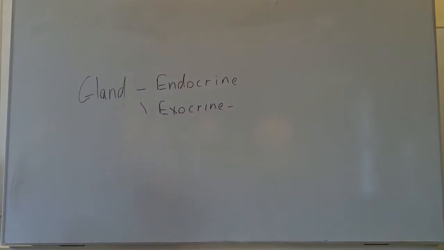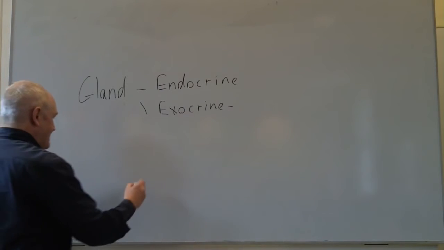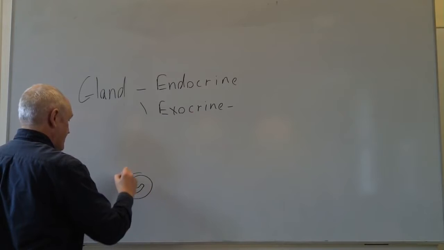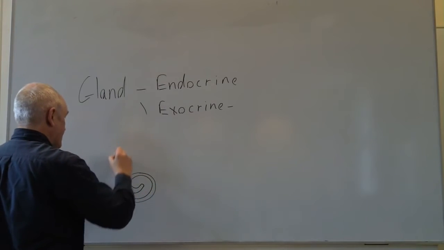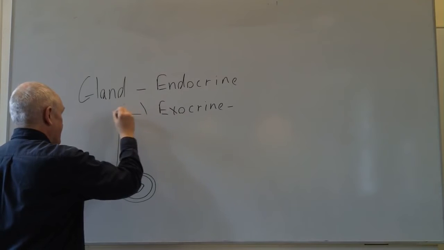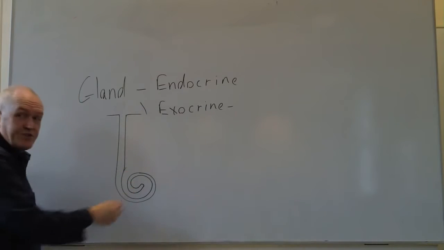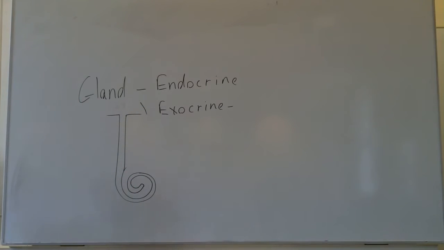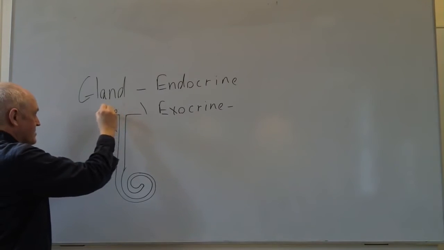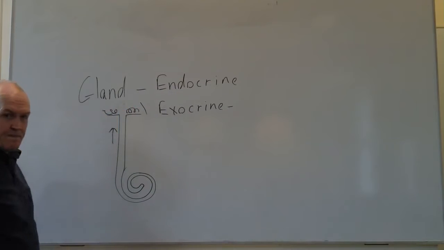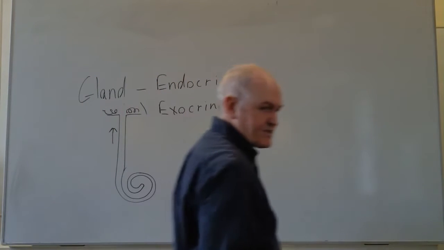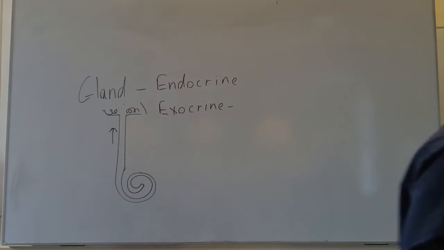So you have a gland, for example, it might be a sweat gland, which is a coiled tube like this that goes to the surface of the skin. So sweat is produced in the bottom of the gland and it goes up this duct to get to where it wants to go. So exocrine glands export products from the glands via a duct.